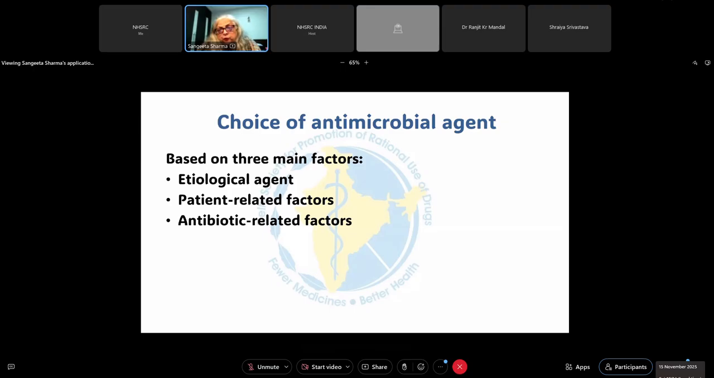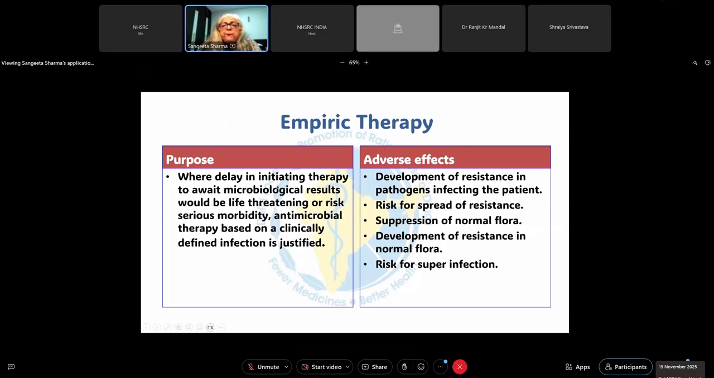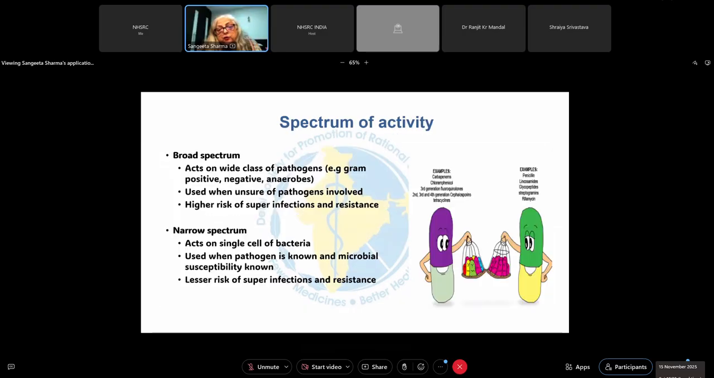We all know that the choice of antibiotic agent should be based on the etiological agent, patient related factors, and antibiotic related factors. When we use empirical antibiotics, empirical means when we don't know, we are in the dark. We don't know the organism, so we use a broad spectrum antibiotic for a life threatening infection or a patient at risk of serious morbidity. We call this empirical therapy. As I told you, broad spectrum antibiotics have their own problems, so we should try to minimize them.